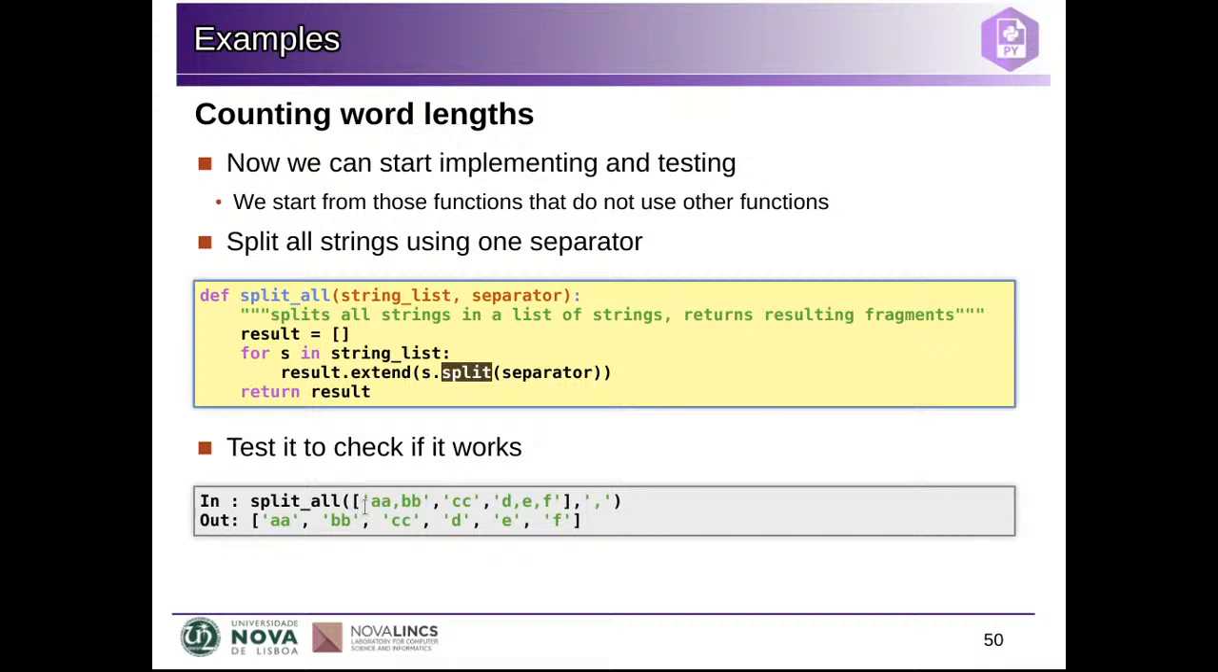So now let's test. Suppose that we have a list with these three strings, this one here, and this one here. And we want to split it by this separator, which is the comma. And so we expect that this one will be split, this one won't be changed, and this one will be split twice. And this is the result we get here. So we built the first function, we tested it to make sure it works. And now we're ready to use this function in the next one.